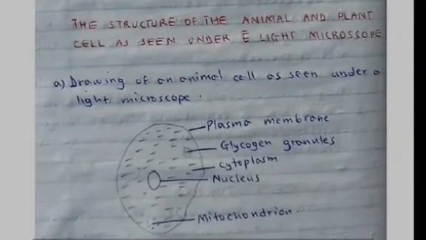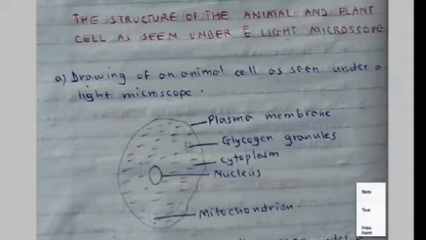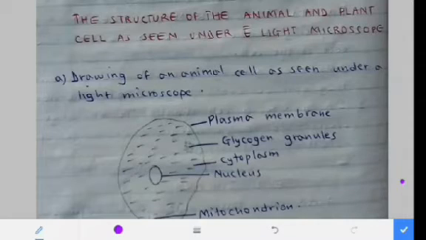So now let us look at the structure of animal and plant cells as seen under the light microscope. Just as you looked at in your O level, I think this is the diagram which you might have drawn. It may look somehow different, but it is the diagram. So now on this diagram, as we can see, it is a diagram of an animal cell when it is seen under a light microscope.